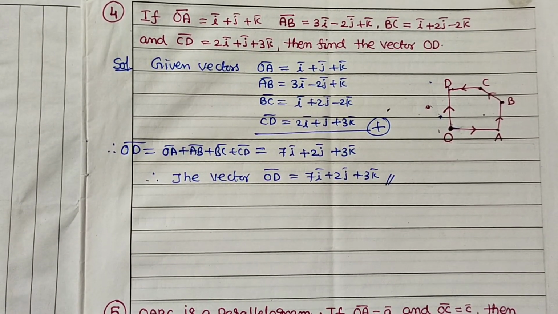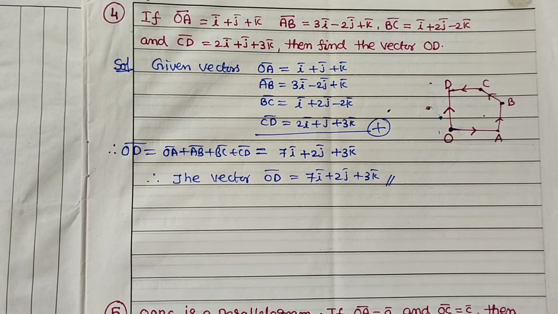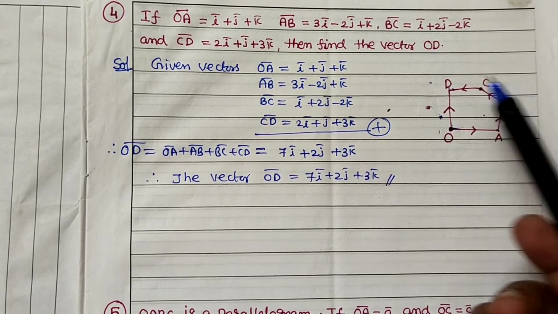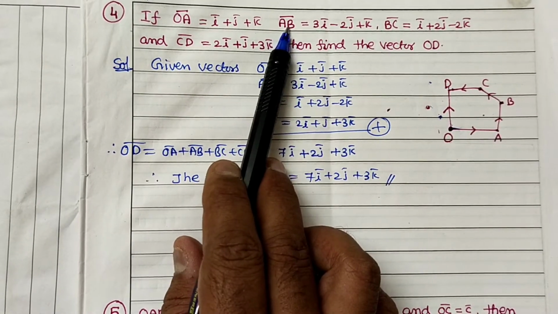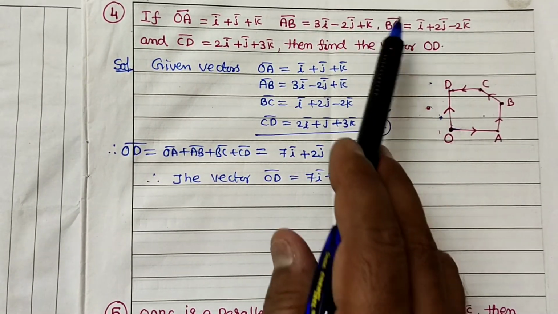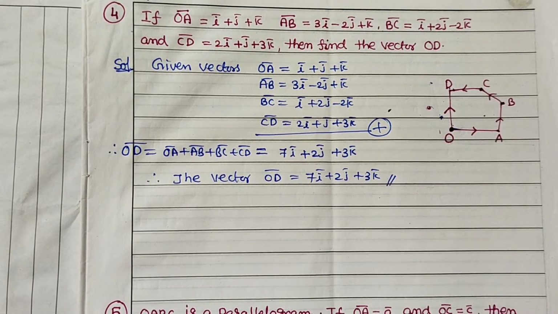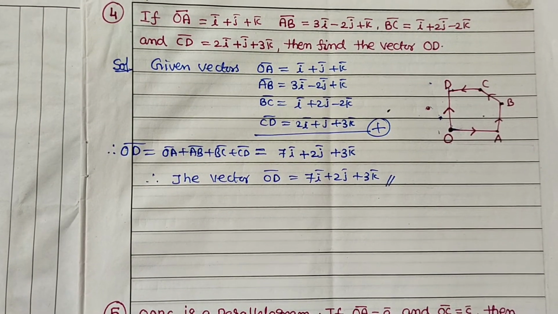We'll move to the next question. This is a 2 marks question. If you draw the diagram for this, it is very big. Sir, why do we add these? By observing here OA, after that immediately AB is there, after that BC is there, after that CD is there. Continuity of values is there. So that is the reason we are adding here.